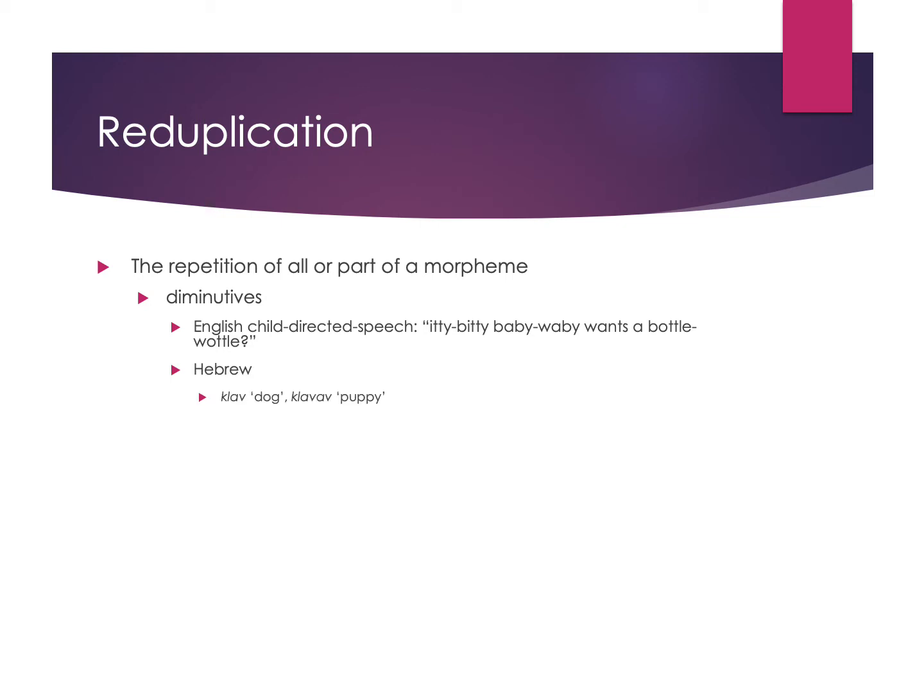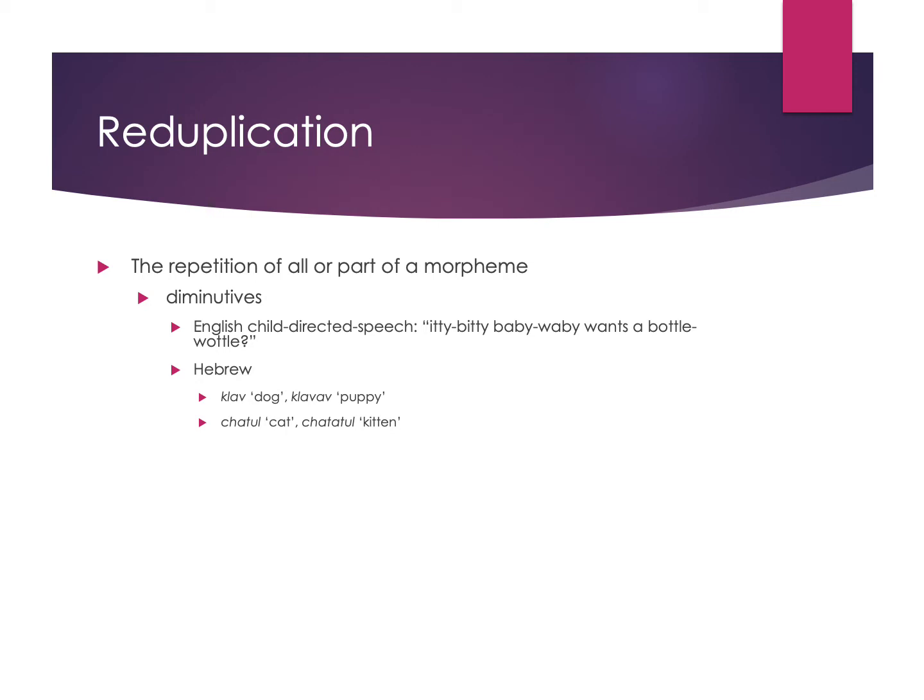So for instance, if you have klav as dog, then making puppy, you would take part of that word and repeat it, so you get klavav as puppy. So a smaller version of something. Or for cat, chatul, chatatul would be kitten. So you're getting a few of those sounds.